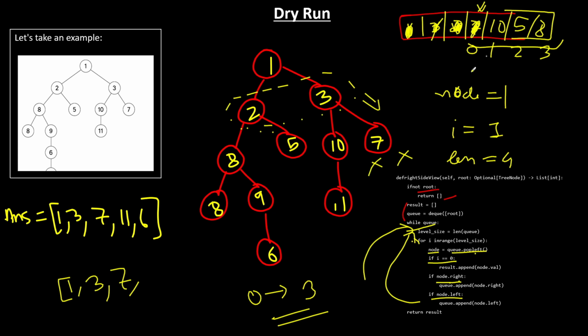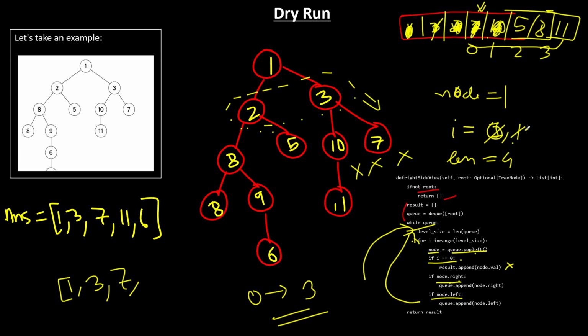Okay. Now when we come to the 10, the I value has become 1; previously it was 0. Correct. Now if I is 1 and it is 10, I is not equal to 0, so this won't happen. Does it have a node right? No, it does not. Does it have a node left? It has, which is 11. So we'll put 11 into the queue. Okay, and this is already popped.